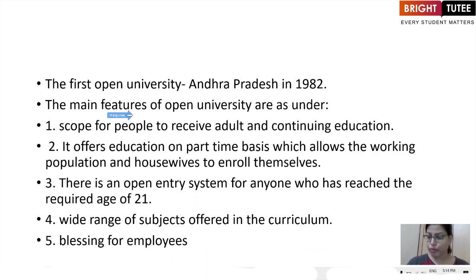If you look at the main features of open university, they are as follows. There is scope for people to receive adult as well as continuing education, right? I told you that there isn't any age limit, so adults can enroll in it. Continuing education, so if you are a dropout, you can continue your education over here. Open schools offer education on a part-time basis. This is very important, because it allows you part-time education, so you can work also, and therefore it is suitable and appropriate for the working population as well as housewives to enroll themselves. There is an open entry system for anyone who has reached the required age of 21 years. Open schools offer a wide range of subjects. You can choose whatever you want to opt for, and it's certainly a blessing for working professionals and employees.